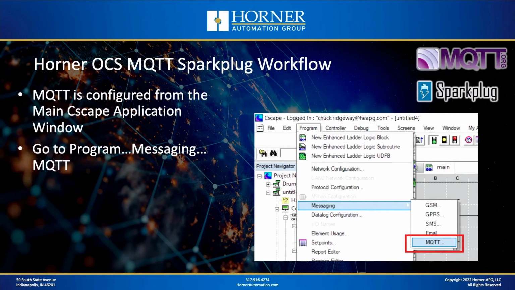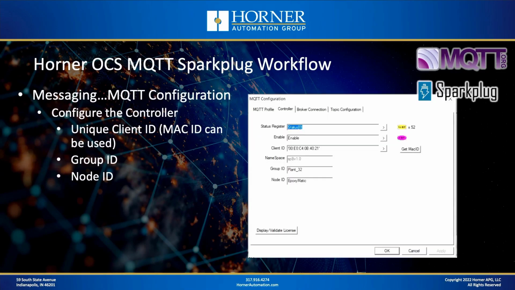Now we're going to spend just a few minutes. We've got more extensive videos on this, so I just want to cover it loosely, and that is the general workflow, if you will, for configuring a Horner OCS all-in-one controller as an MQTT node. So you start out in the main Cscape application window. You're going to go to the program menu. Under messaging, you're going to find MQTT listed. The first level of configuration is you need to configure some controller details.